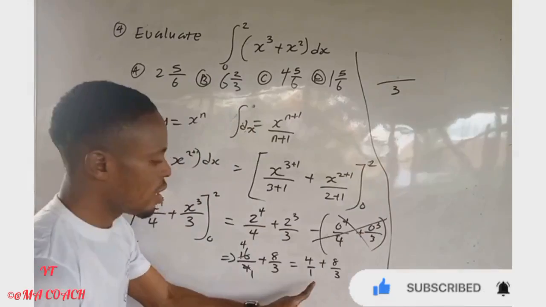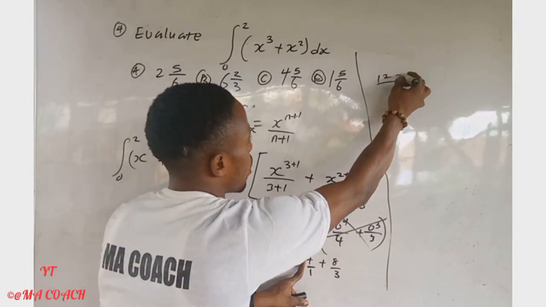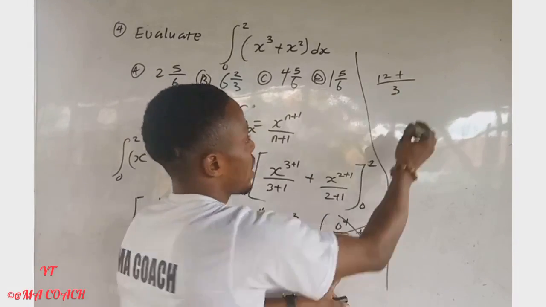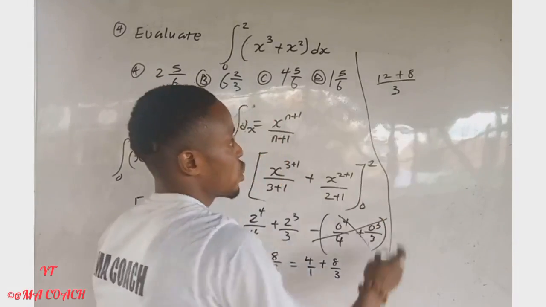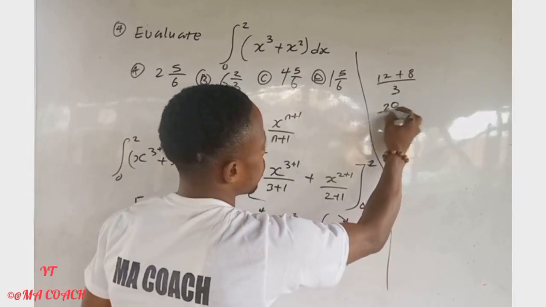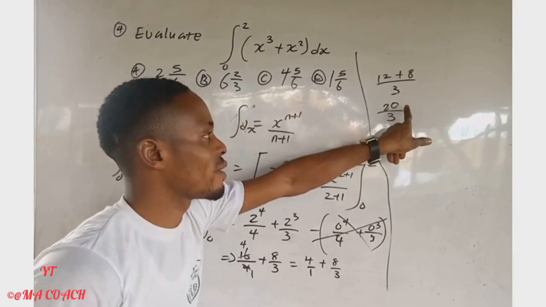Okay. 3 divided by 3 is 1. 3 times 4, we have 12. Plus, 3 divided by 3 is 1. 1 times 8, we have 8 here. So 12 plus 8 gives 20, right? We have 20 divided by 3. Our answer is equal to 20 divided by 3.